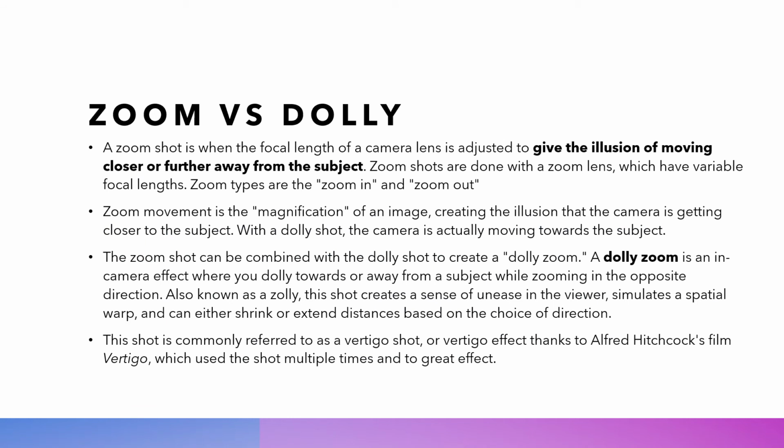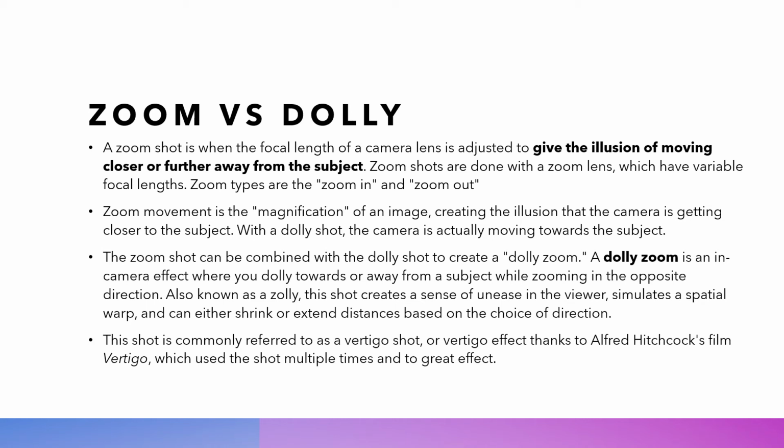Another intermediate camera movement is the zoom. A zoom shot is when the focal length of the camera lens is adjusted to give the illusion of moving closer or further away from the subject. Zoom shots are done with a zoom lens, which has variable focal lengths. Zoom types are the zoom in and the zoom out. So when you zoom in, you're going closer, and when you zoom out, you're going further.